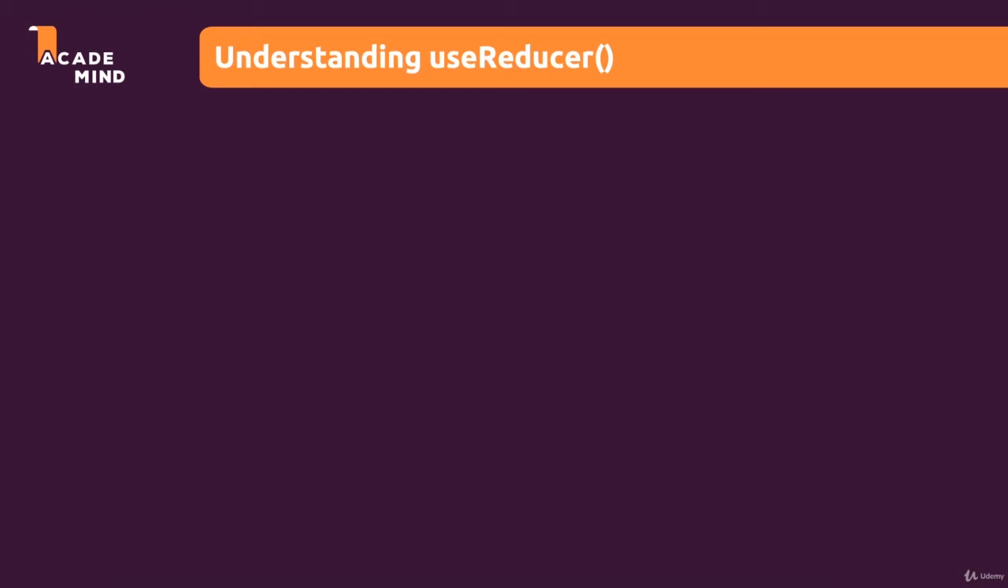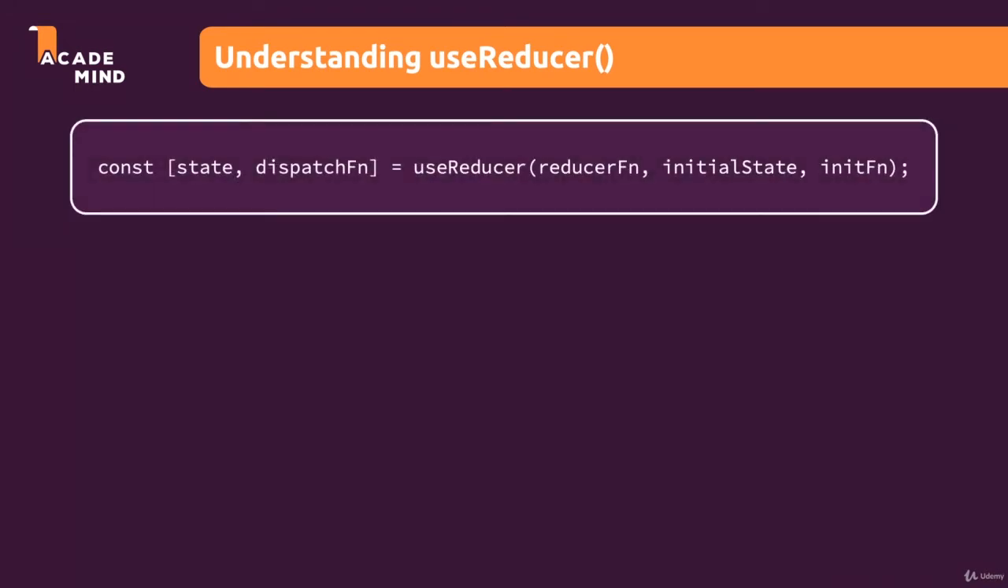So with that, we know when we might want to use useReducer. How does it work though? It looks like this, and that's quite a bit of code. So let's have a look at this step by step.